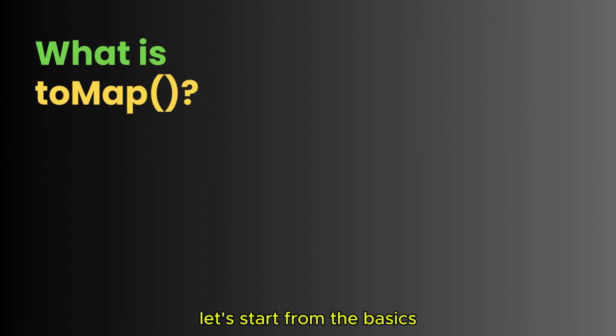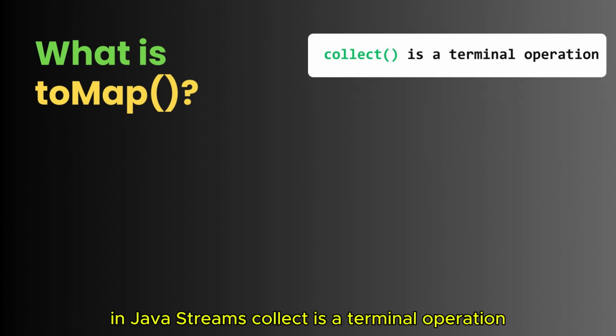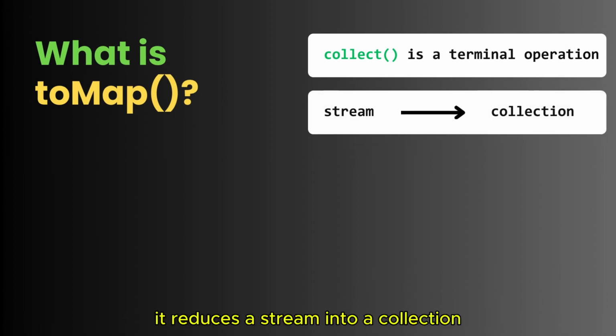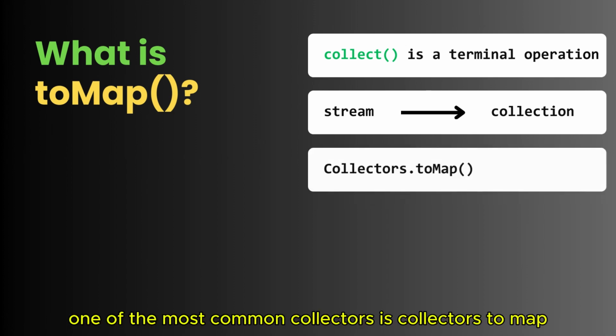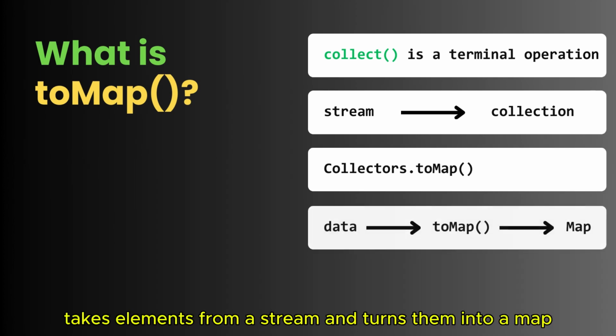Let's start from the basics. In Java streams, collect is a terminal operation. It reduces a stream into a collection, or sometimes even a single value. One of the most common collectors is Collectors.toMap. Simply put, toMap takes elements from a stream and turns them into a map. The simplest version looks like this.